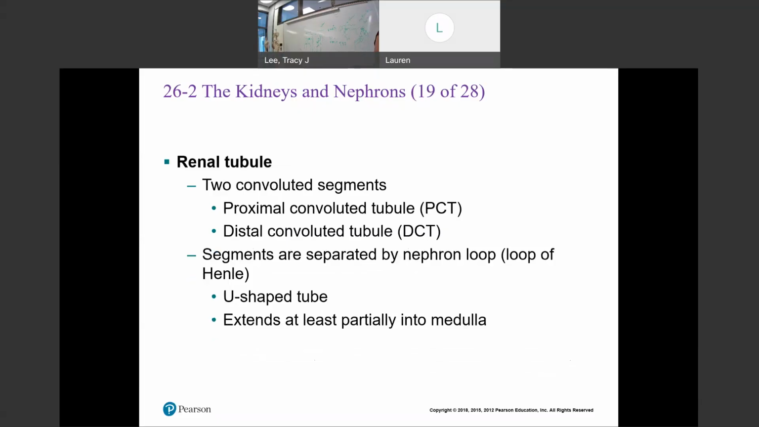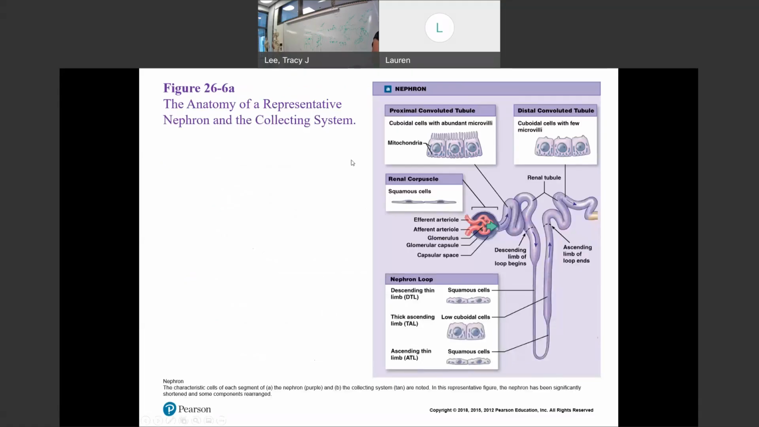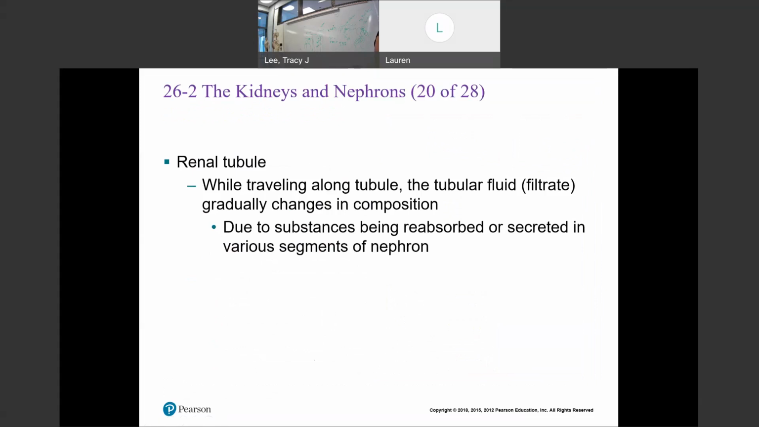We know where the proximal and distal convoluted tubules are, right? Okay, so I'm going to cruise through that. This is just showing you where our descending loop starts. This is where our ascending loop ends, and there are proximal and distal convoluted tubules beyond that.